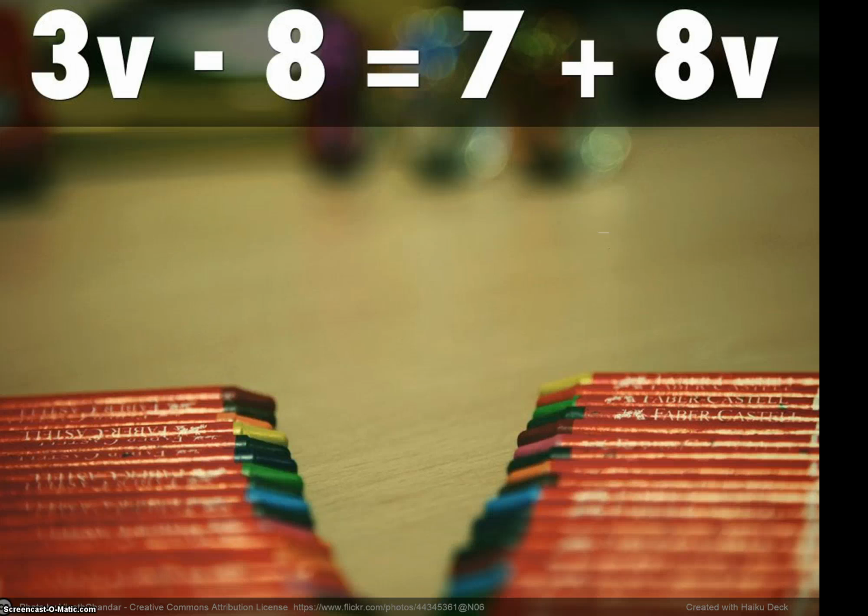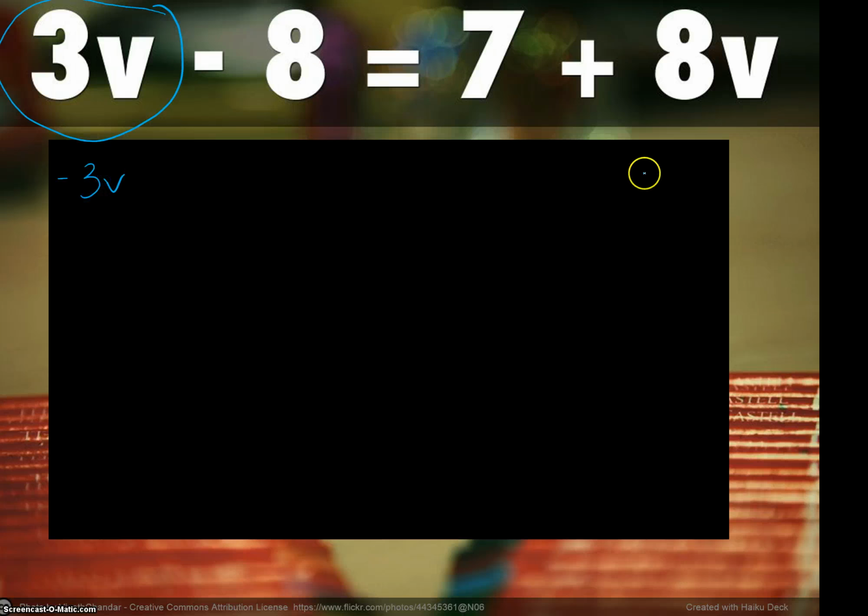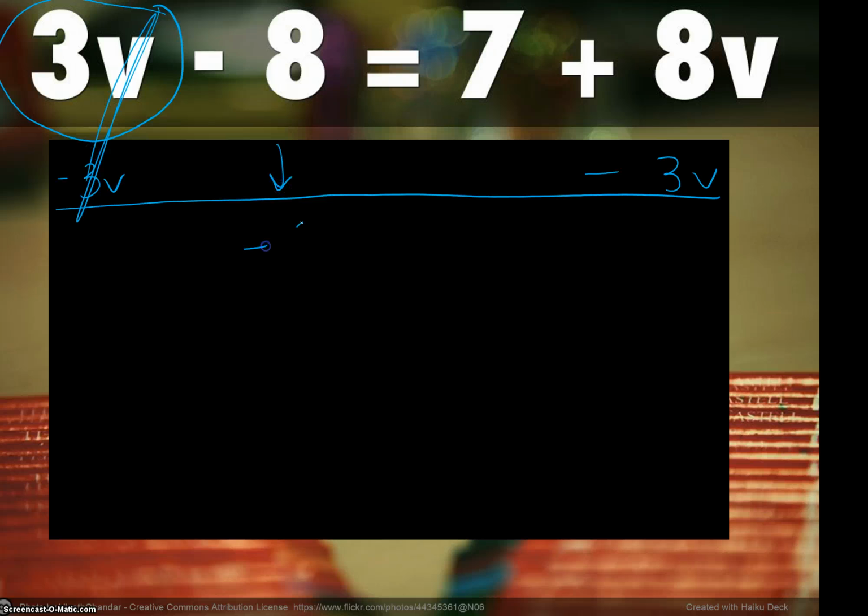I personally like taking the path of least resistance, so I'm going to move the smaller variable term first. So if I were to move that first, I'd start by subtracting 3v from both sides. Now this is the part where it's really crucial that you line up the terms that are alike. So I did that. I'm going to cancel these out. I'm going to bring down a negative 8. My 7 didn't get changed, so I'm bringing down a 7. And 8 minus 3 is 5, a positive 5v. So that was the first step.